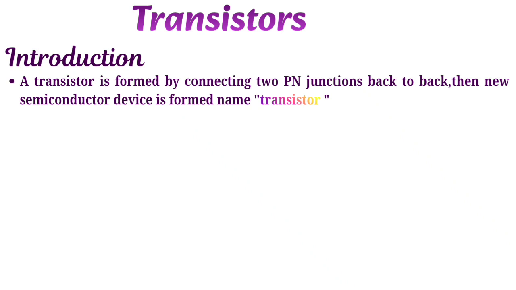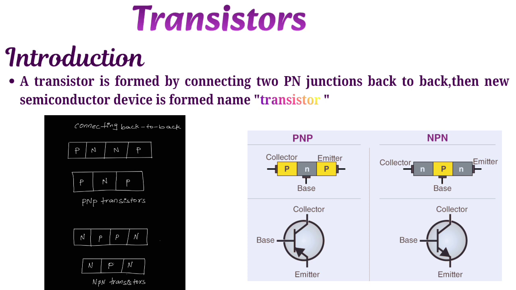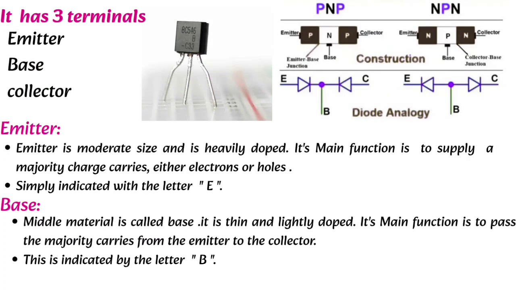Okay, let's start with the introduction to the transistor. First and most important thing, how the transistor is formed. The transistor is formed by connecting two p-n junction diodes. I think all of you know about p-n junction diodes. When you connect two p-n junctions back to back, a new semiconductor device will be formed. That new semiconductor device is called a transistor. So how is the transistor formed? By connecting two diodes back to back, the transistor will be formed. And this transistor has three terminals, named emitter, base and collector.